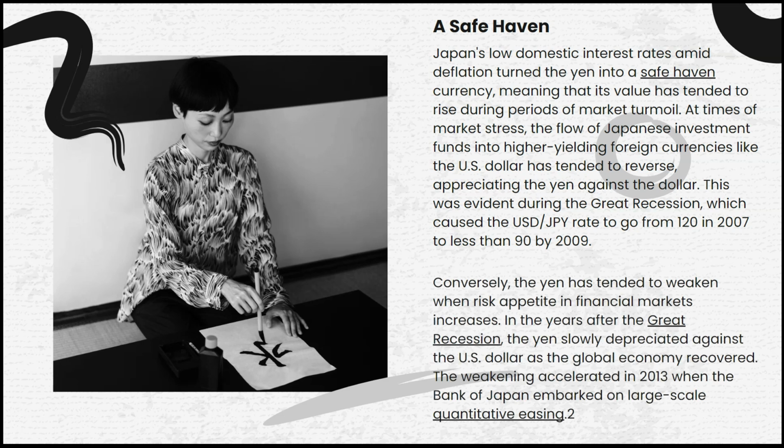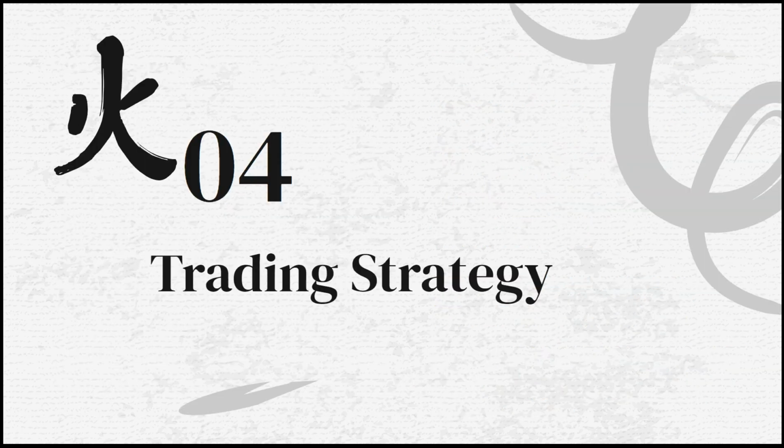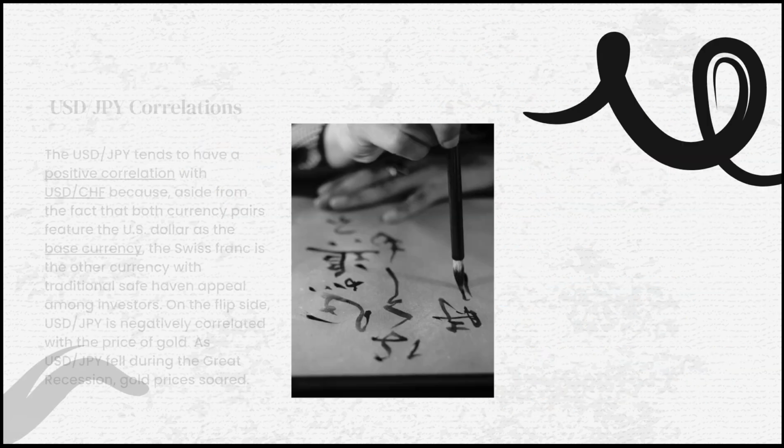Conversely, the yen has tended to weaken when risk appetite in financial markets increases. In the years after the Great Recession, the yen slowly depreciated against the US dollar as the global economy recovered. The weakening accelerated in 2013 when the Bank of Japan embarked on a large-scale quantitative easing period.